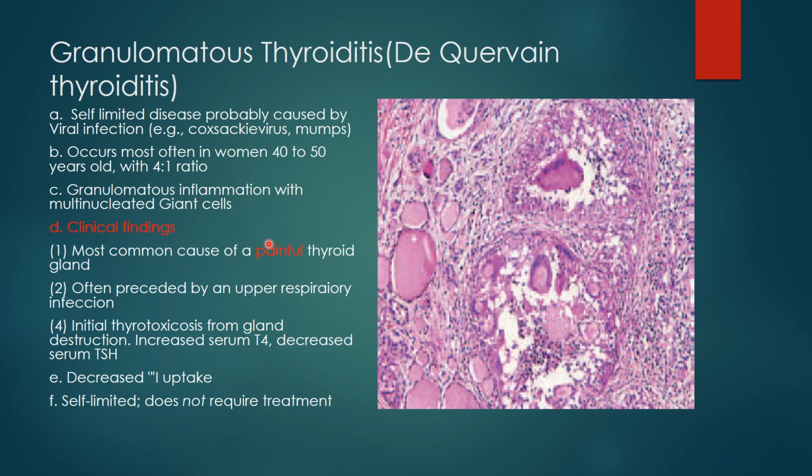Okay, so what are the clinical features? Most commonly it presents as a painful thyroid, often preceded by an upper respiratory tract infection, a viral infection basically. Initially there is a thyrotoxicosis from gland destruction, with increased serum T4 level but decreased serum TSH level and decreased iodine uptake. It is a self-limited disease and does not require treatment.